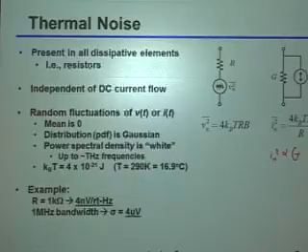Okay? Another important point to keep in mind is that the thermal noise that you get is totally independent of how much DC current you're flowing through the resistor. So if you flow an amp versus a milliamp versus a microamp, thermal noise is exactly the same as long as the temperature of the resistor is the same. Obviously, if you melt the resistor, then other things will happen, but as long as the temperature doesn't change, thermal noise is totally independent of the DC current. Okay?